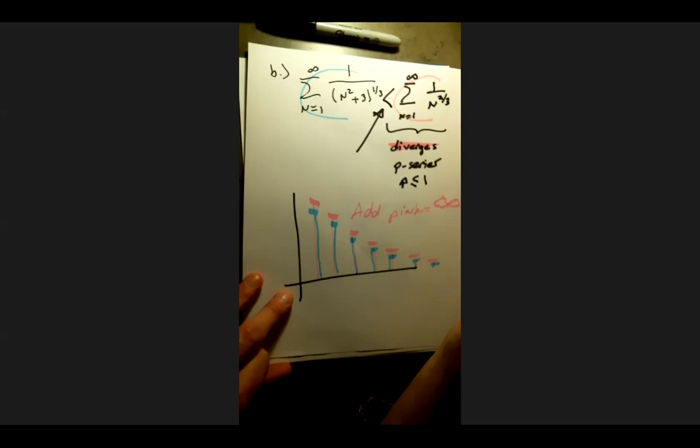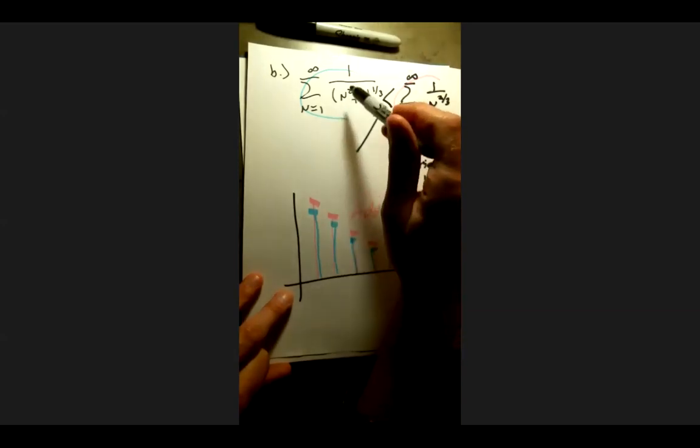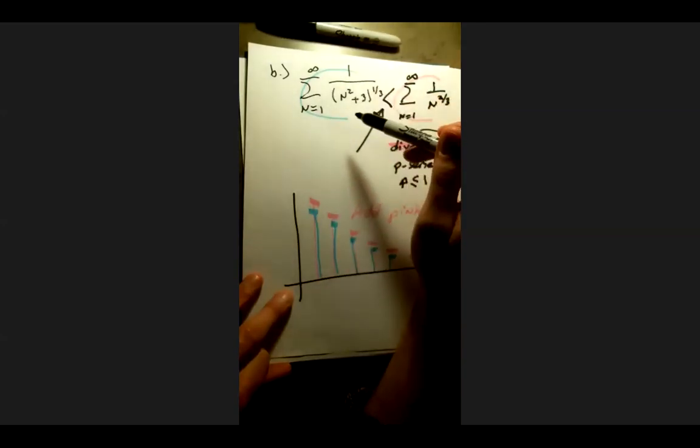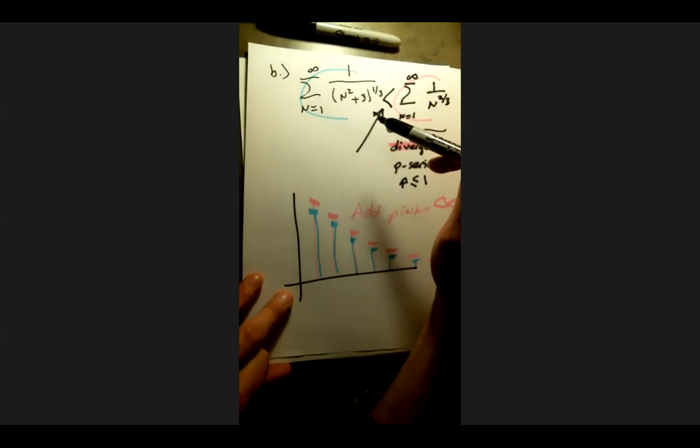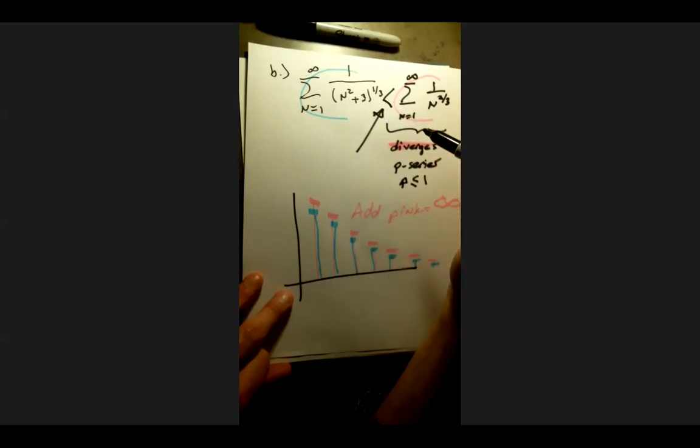Tell me a couple numbers that are less than infinity. 2. Infinity minus 1. So this could be 2, in which case it would converge, but it could also be infinity minus 1, which is infinity, which also diverges.